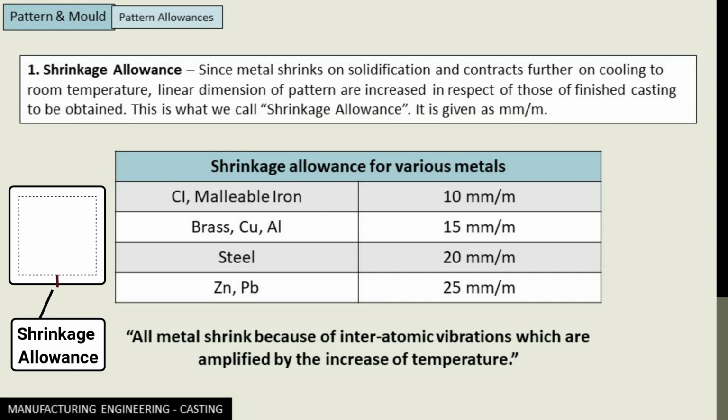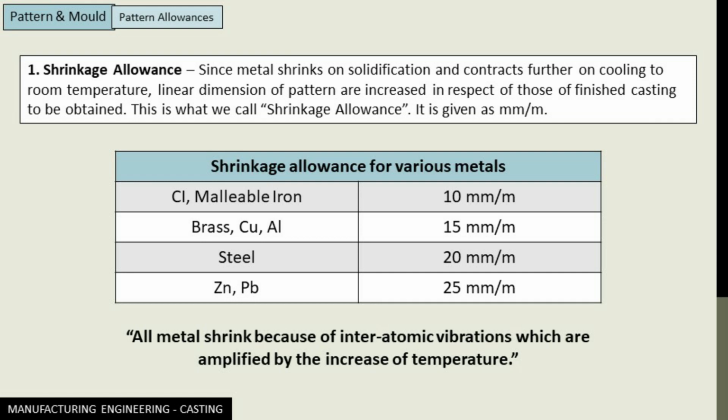And this increase in the dimension of the pattern, that means making the pattern slightly larger than the casting, is what we call shrinkage allowance. It is generally given in millimeter per meter. The shrinkage allowances for various metals are listed here.